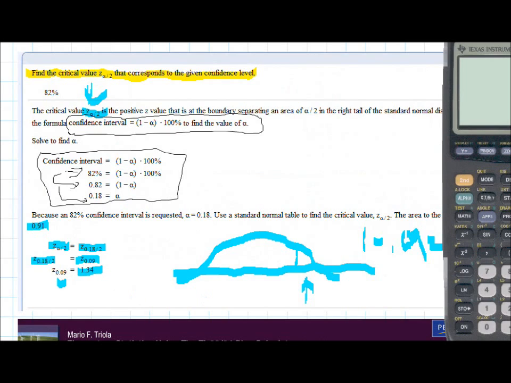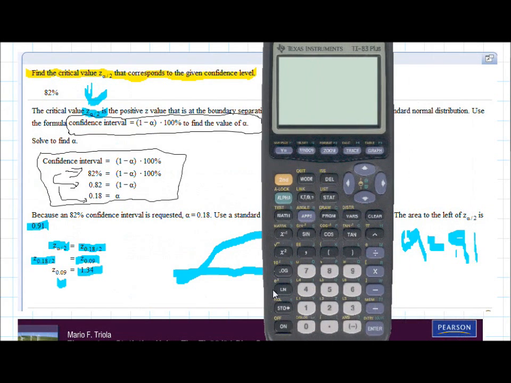How do you get this inverse norm of 0.91? You turn on your calculator, second distribution, and there's inverse norm, 0.91, parentheses, enter, 1.34. And lo and behold, that is the answer. And on that, I think I've solved this problem, and I hope this helps you.